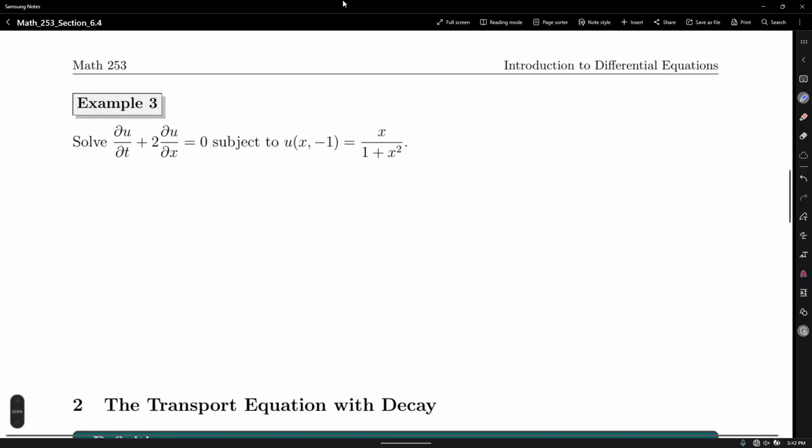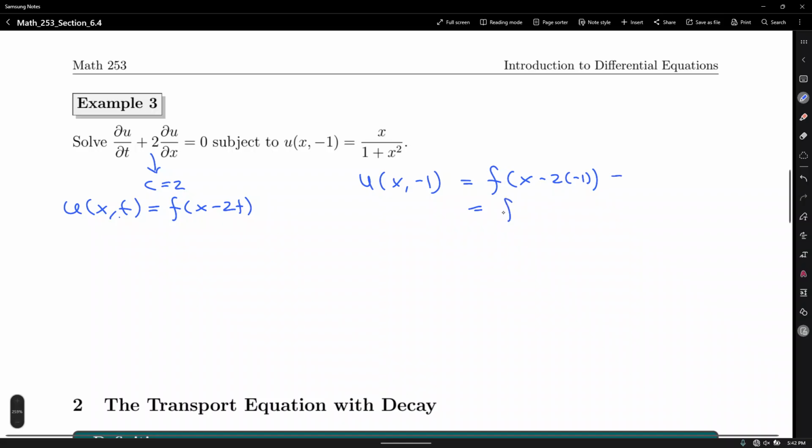The value of c, which is, in this case, what is it? c equals 2. That is, the solution u of xt will be some function of x minus 2t, right? Now be careful with the initial condition, okay? For this condition, we want to evaluate u of x comma -1, not the usual x, 0. That is, I'm going to substitute f of x minus 2 times -1. Be careful here. That'll actually be f of x plus 2, okay?